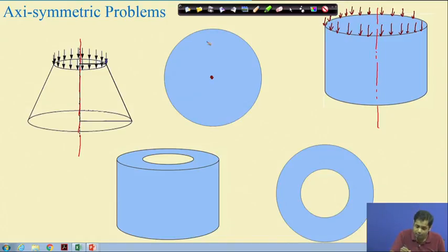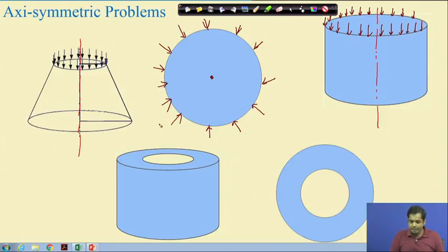Now, it may be applied to some external loading. For instance, some loading like this, uniform pressure everywhere. So, these are some axisymmetric problems. Similarly, in this case, this is your axisymmetric axis. In this case, the axisymmetric axis is normal to the plane of this figure.